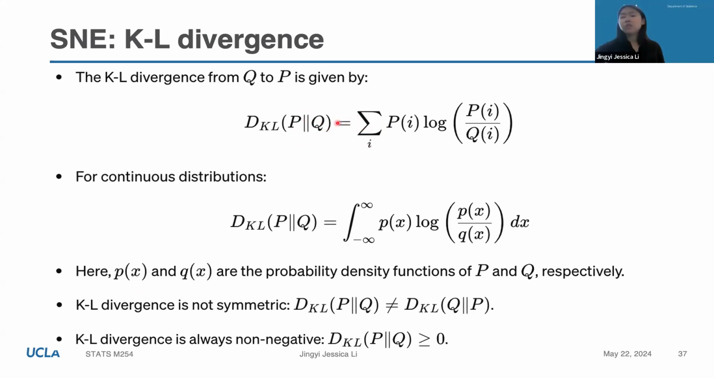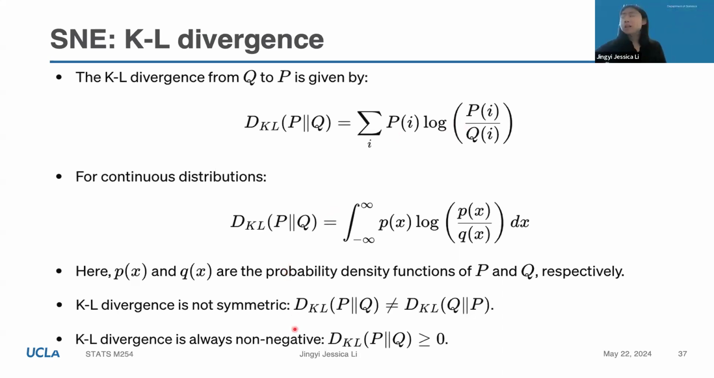You cannot change the order because it's not symmetric. You see, it's not like you can swap P and Q. So essentially, it can be considered as the expectation of this log density ratio under the true density P. That's exactly what it is. It's a log ratio, and you take the expectation with respect to the true density P.